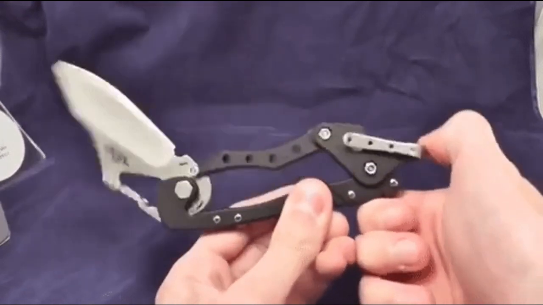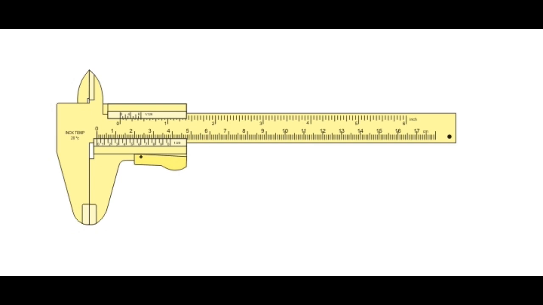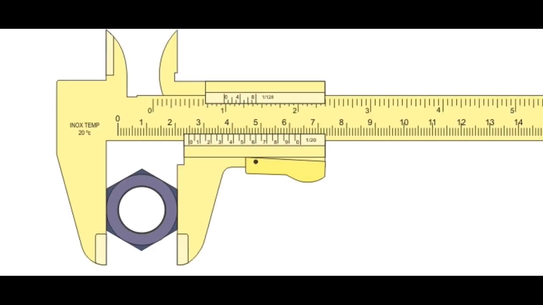Next type is the calipers. It is a type of measuring tool that measures the distance between two opposite sides of an object. Calipers are meant for measuring thicknesses and internal or external diameters inaccessible to a scale.